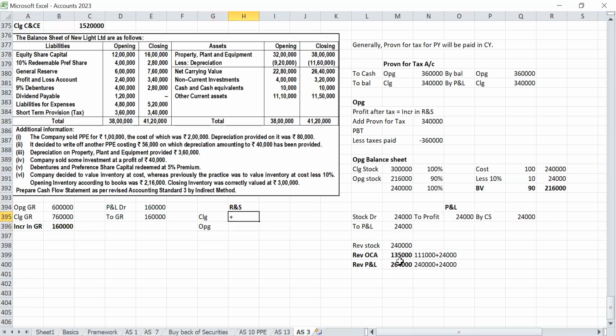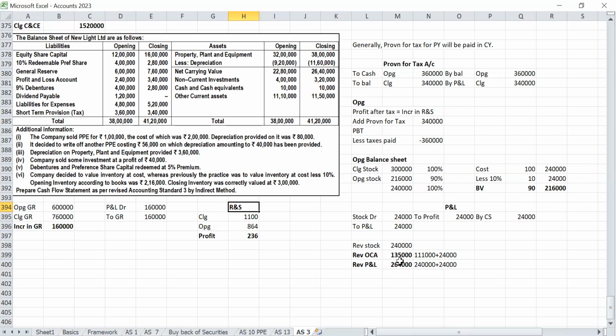Total closing reserves and surplus will be 3,40,000 plus 7,60,000. Then opening will be 2,64,000 plus general reserve 6 lakhs. So the total increase is 2,36,000. Like this you can take. This is the profit after tax. Here, what am I doing? I am taking total reserves and surplus, which includes general reserve and profit and loss account.